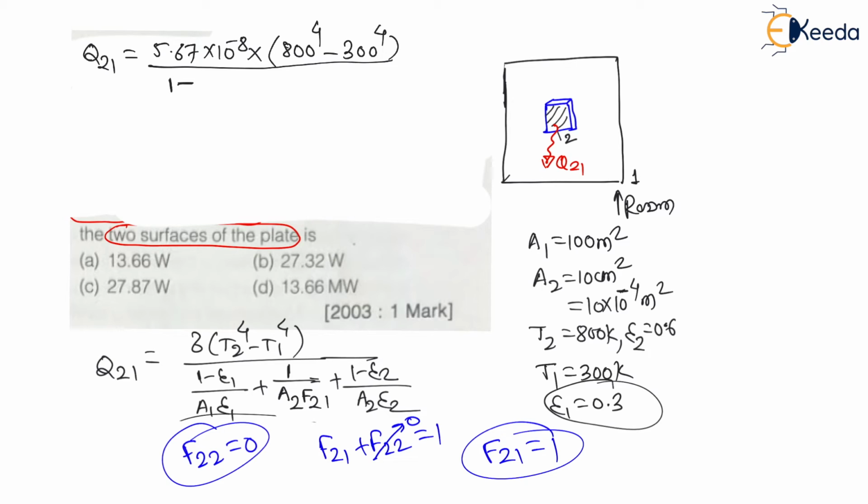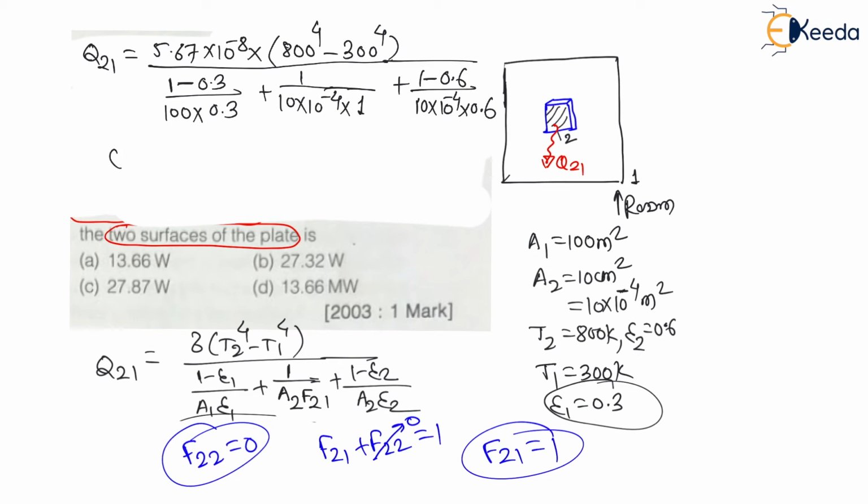which is given as 0.3, divided by area 1, the room area 100, into emissivity 1, 0.3, plus again 1 upon area 2, which is 10 into 10 to the power minus 4, into F2 to 1, which is 1, plus 1 minus emissivity 2, the plate emissivity 0.6, divided by area 2, the plate area, that is 10 into 10 to the power minus 4, into emissivity 2, 0.6. If I solve this, then I will get Q2 to 1. This will be equal to 13.66 watt.